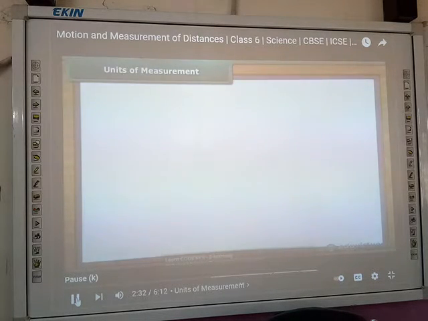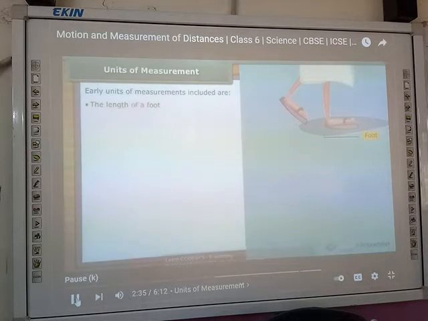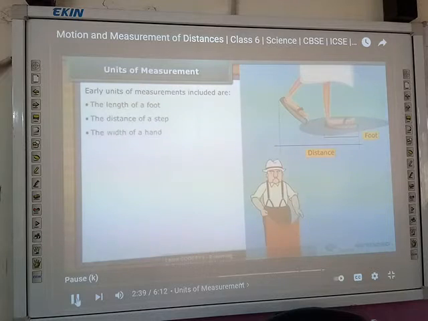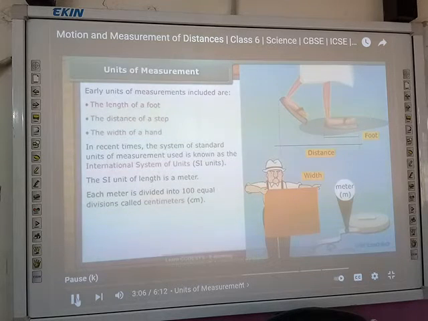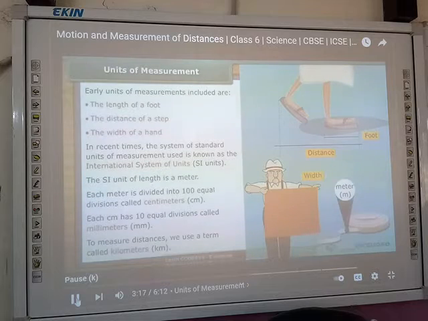Units of measurement. In the early days, units of measurements included the length of a foot, the distance of a step, and the width of a hand. However, these were difficult to maintain as the length of a foot would vary from person to person. To standardize the units, a metric system was put in place. This system is a standard unit of measurement, and the system of standard units of measurement used now is known as the International System of Units, or SI units. The SI unit of length is a meter. Each meter is divided into 100 equal divisions. These are called centimeters, or cm. Each centimeter has 10 equal divisions. These divisions are called millimeters, or mm. To measure distances, we use a term called kilometers, or km.